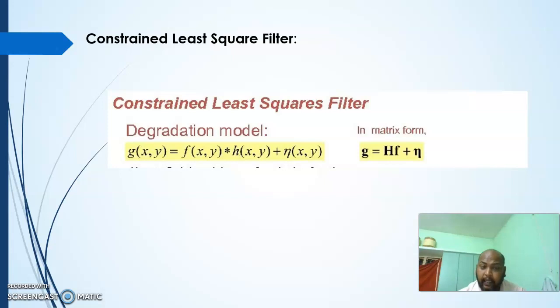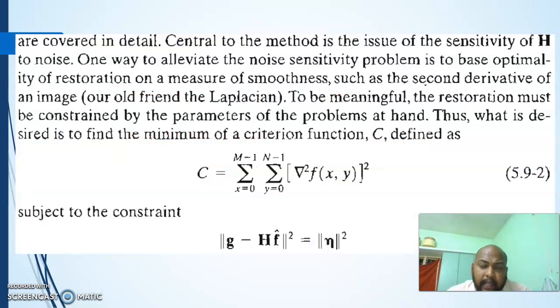Considering the degradation model in the spatial domain, g of x comma y is equal to f of x comma y convolved with h of x comma y plus eta of x comma y, that is noise. In matrix form, g is equal to H f plus eta. From this, we will decide the transfer function of the constrained least square filter.